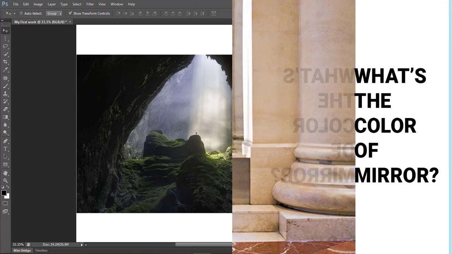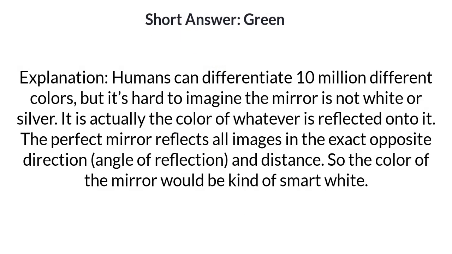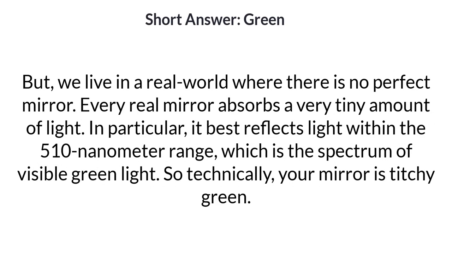So the Did You Know question: what is the color of a mirror? The short answer is green. The explanation is that humans can differentiate 10 million different colors, but it's hard to imagine that a mirror is not white or silver. It is actually the color of whatever is reflected onto it. A perfect mirror reflects all images in exactly opposite directions, with the same angle of reflection and distance. So the color of a mirror would be kind of a smart white. But we live in a real world where there is no perfect mirror. Every real mirror absorbs a very tiny amount of light. In particular, it best reflects light within the range of visible green light. So technically your mirror is slightly green.